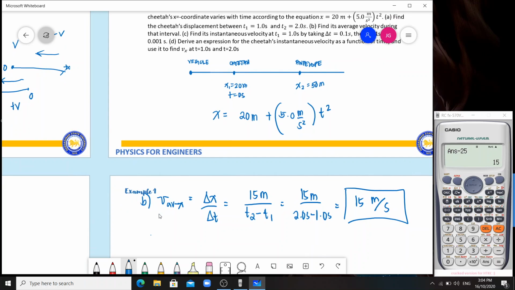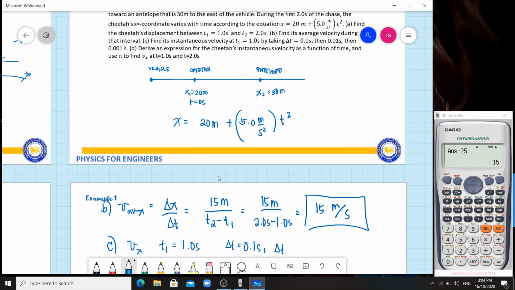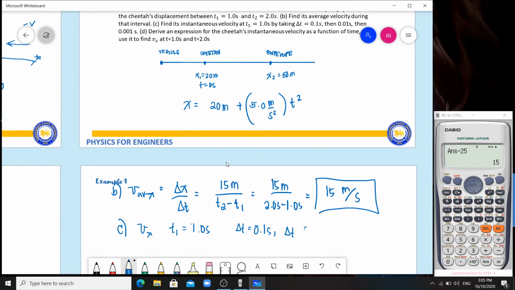So, next, letter C. Find its instantaneous velocity. We have to find Vx at t1 seconds. So, ano daw yung instantaneous velocity niya at exactly 1.0 seconds? By taking delta t 0.1 second and delta t 0.01, then 0.001. Okay. 0.01 second and lastly is 0.001 second.